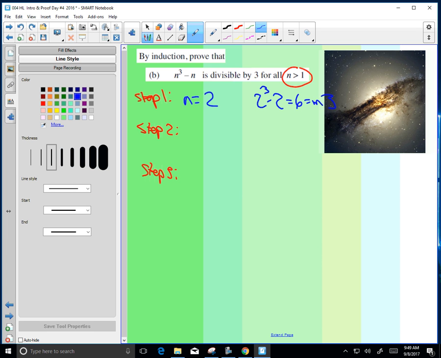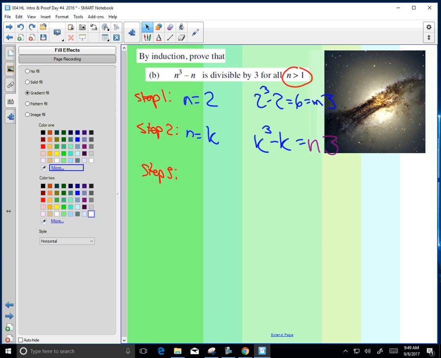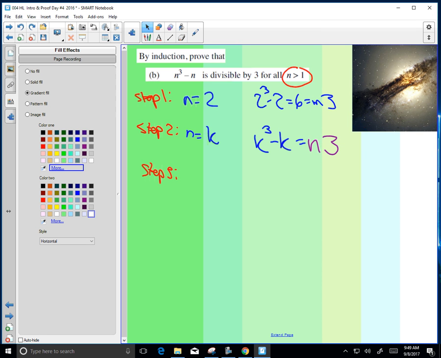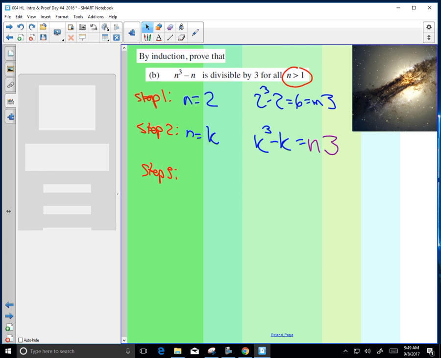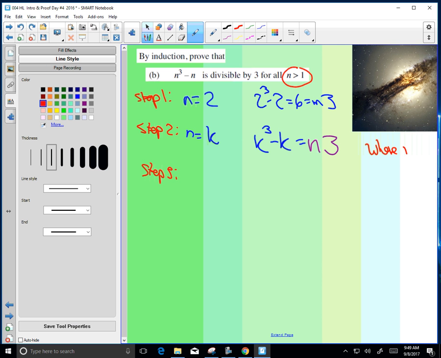Then, this is important for step 2. Are you ready for this? What do we do in step 2? You just let n equal to k. So now you just have k cubed minus k is divisible by 3. Now let me help you with divisible by 3. Just say n times 3. Okay? N times 3. And we can say where n is an element of the integers.